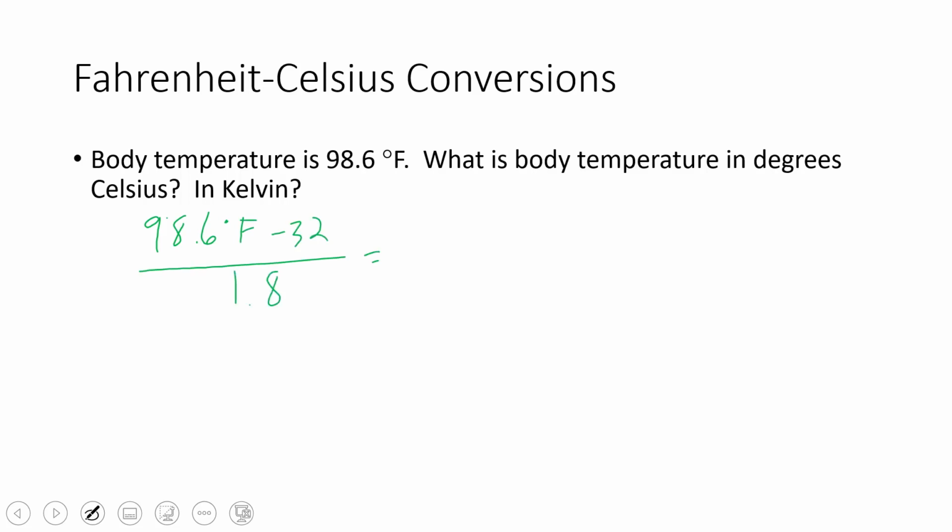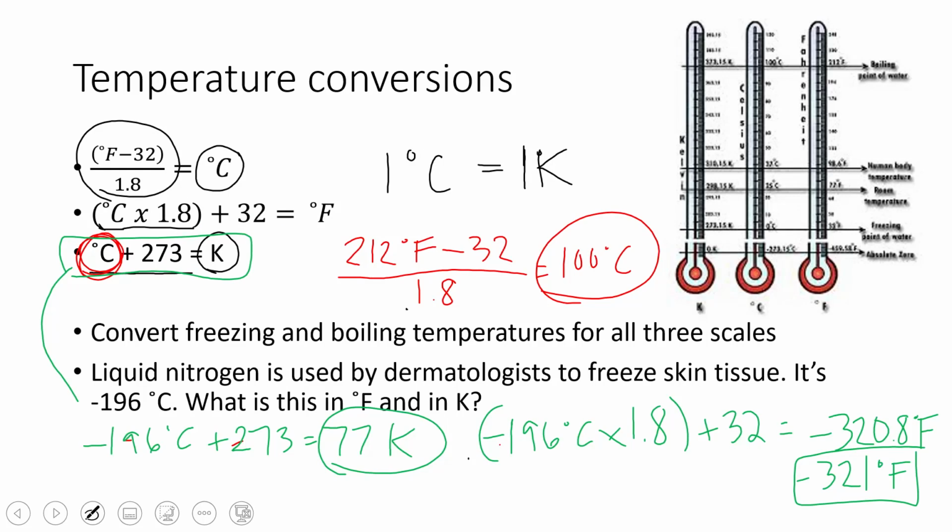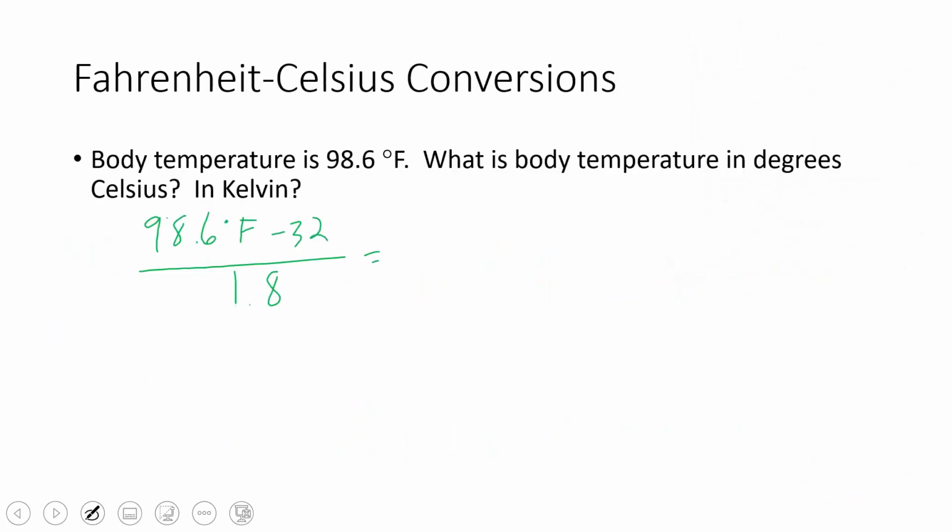To get to Celsius, minus 32, and then divided by 1.8. And we should get, with three significant figures, 37.0 degrees Celsius. And to change that to Kelvin, again, we're going to take 37.0 degrees Celsius plus 273 to get 310 Kelvin.